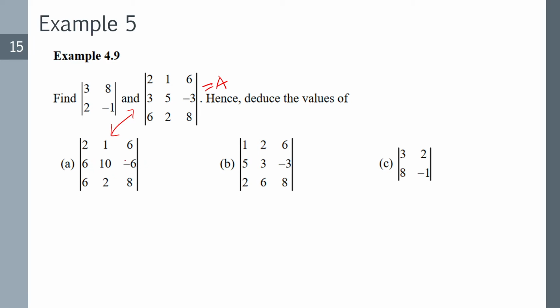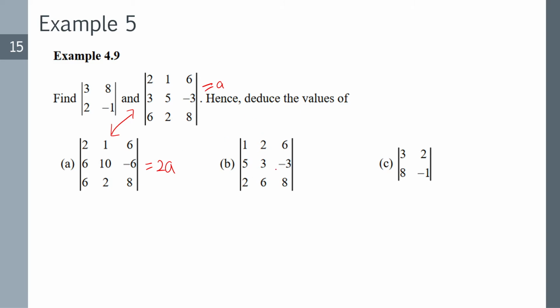How do you get from this second row? The first element times 2, the second element times 2, this one times 2. So it means the second row of the new matrix is everything times 2. So that means the answer is 2A. The value of this one is A, so then this one is 2A.